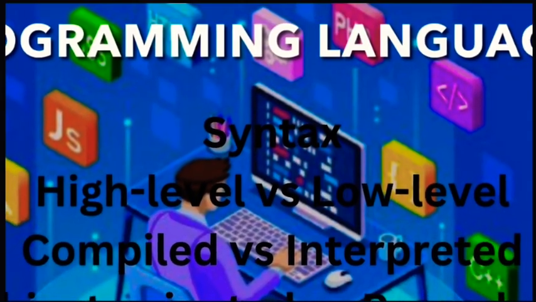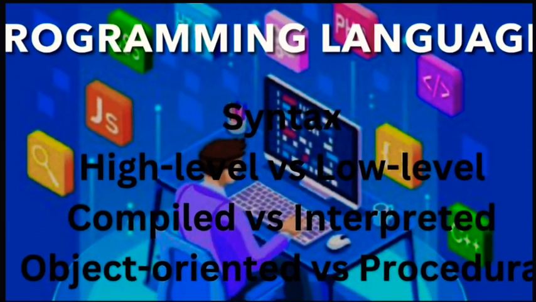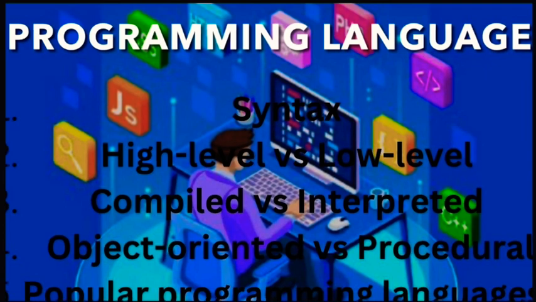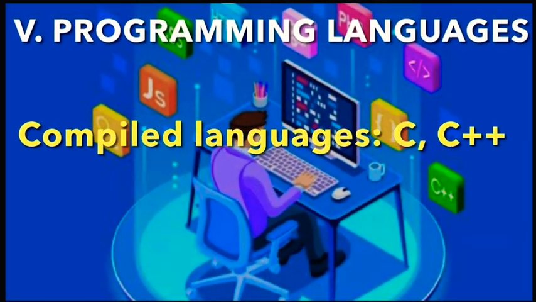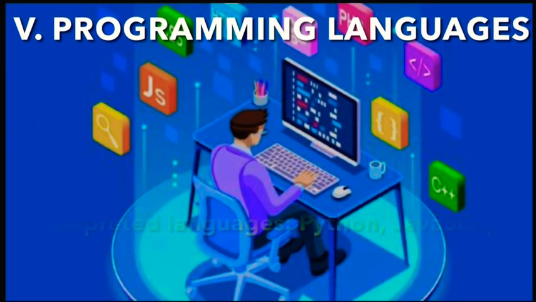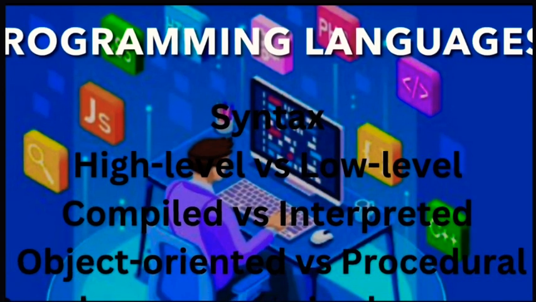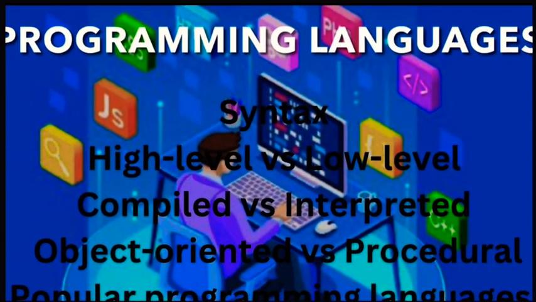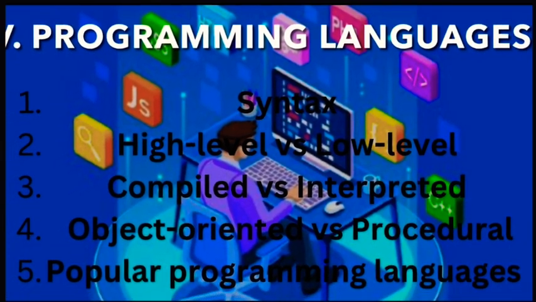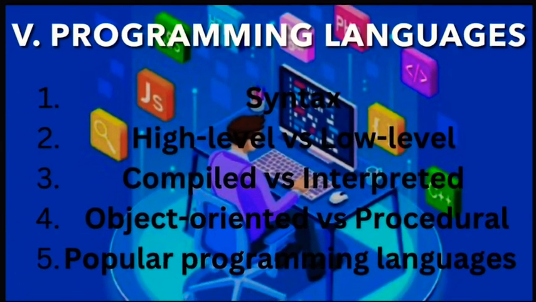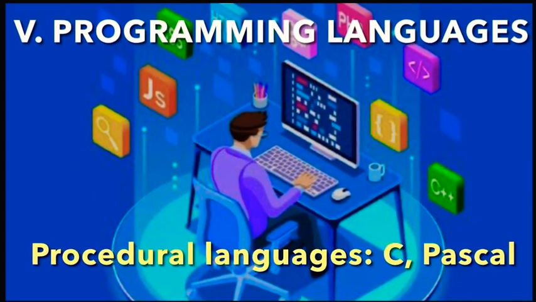Compiled versus interpreted. Compiled languages are translated into machine code before execution, whereas interpreted languages are executed directly by an interpreter at runtime. For example, C and C++ are compiled languages, while Python and JavaScript are interpreted. Object-oriented versus procedural. Object-oriented languages organize code around objects and classes, while procedural languages focus on procedures and routines. For example, Java and C# are object-oriented, while C and Pascal are procedural.